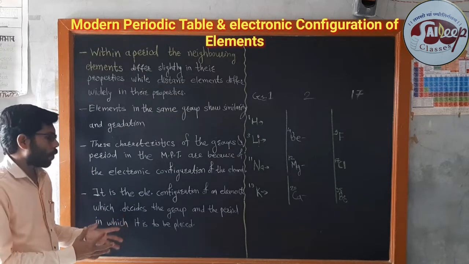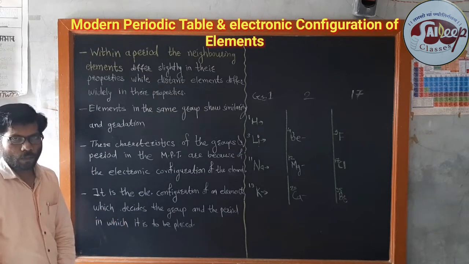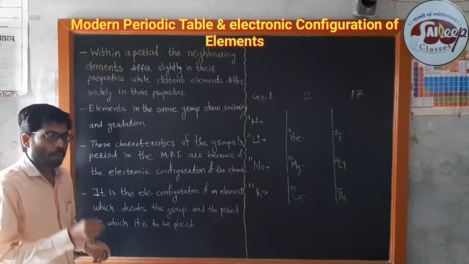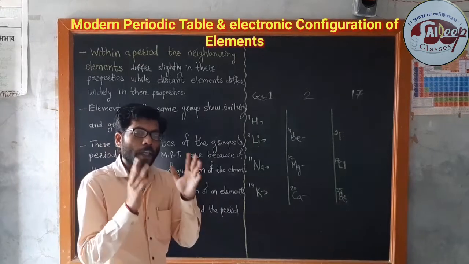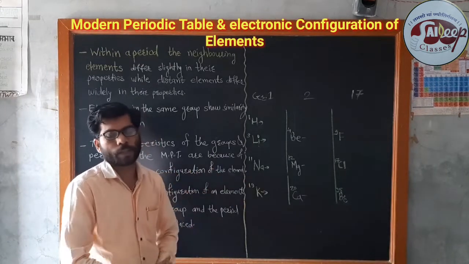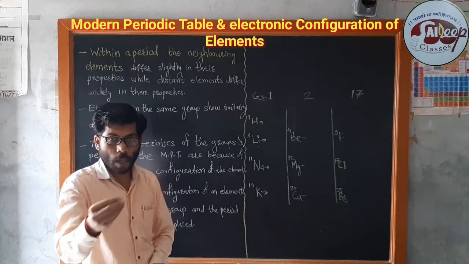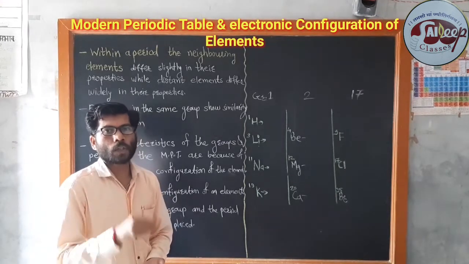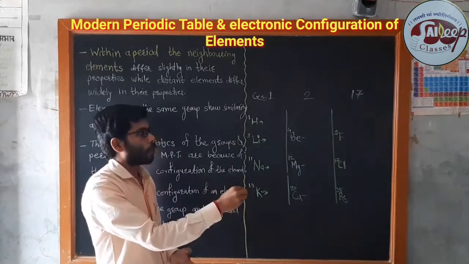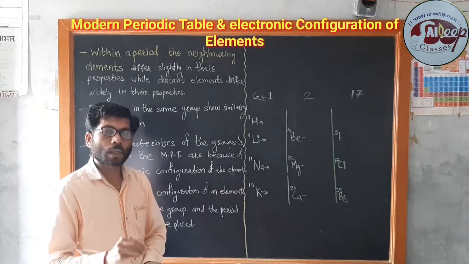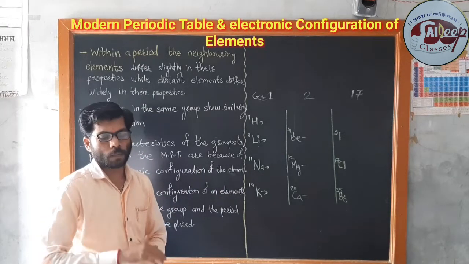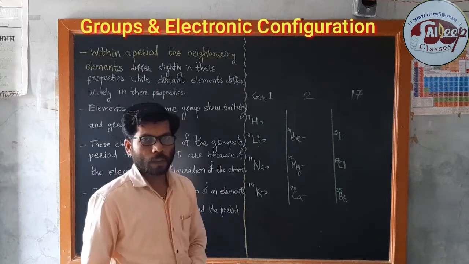What is the help of electronic configuration? Which element is placed in which place depends on the electronic configuration of that element. Suppose आपण एखादा एलिमेंट घेतला तर तो एलिमेंट मॉडर्न पिरियडिक टेबल मध्ये कोणत्या ठिकाणी ठेवायचा हे आपल्याला इलेक्ट्रॉनिक कॉन्फिगरेशन केल्यानंतर समजते.